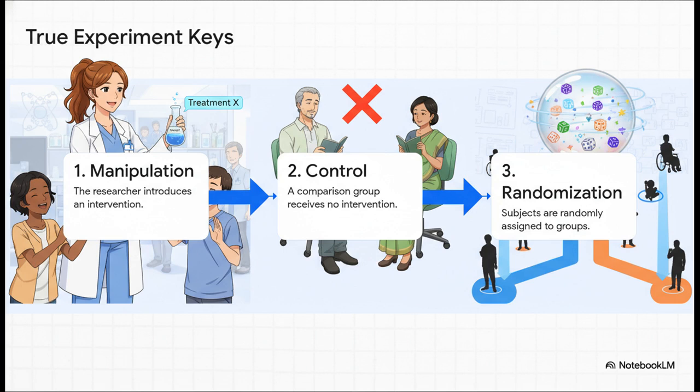First, you've got manipulation. You actually have to do something, introduce that new treatment. Second, you need control. This means you have a comparison group that doesn't get the treatment to serve as a baseline. But the real magic ingredient, the one that makes it so powerful, is randomization. This means you assign people to the groups by pure chance, which helps ensure that both groups are as identical as possible from the start.